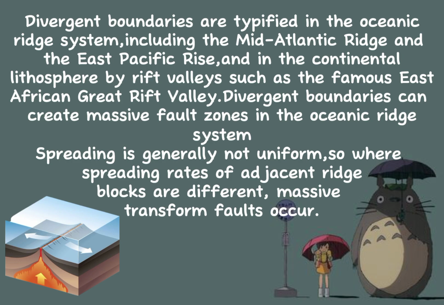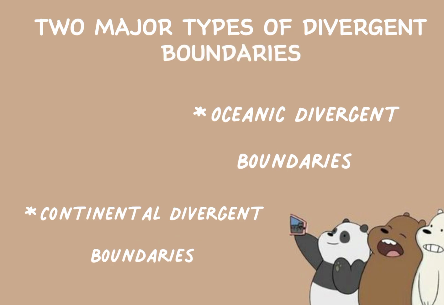Spreading is generally not uniform, so where spreading rates of adjacent ridge blocks are different, massive transform faults occur. These are the fracture zones, with many varying names, that are a major source of submarine earthquakes. There are two major types of divergent boundaries: oceanic divergent boundaries and continental divergent boundaries.